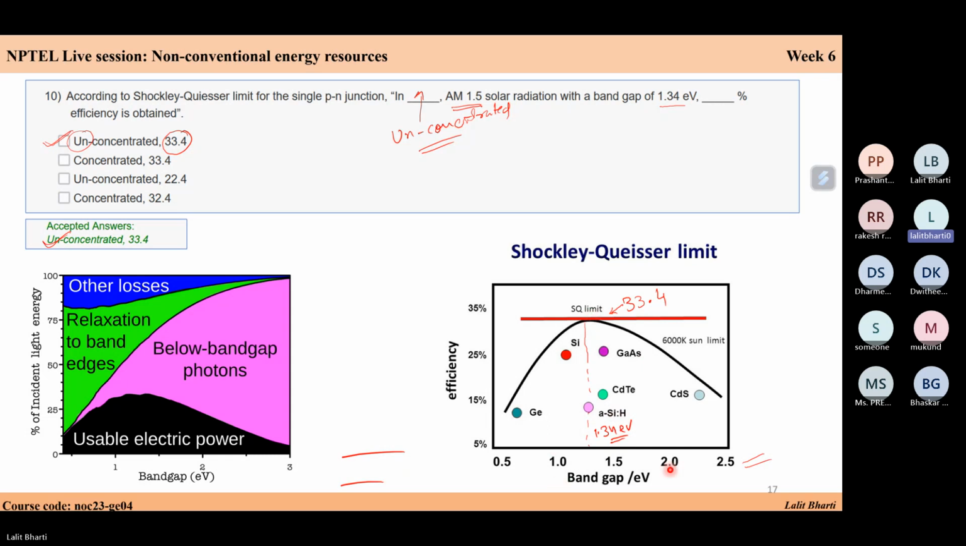So this is your Shockley-Queisser limit, or this is your efficiency curve for different band gaps. You see at 1.34 electron volt, this is highest. So the SQ limit is defined at 1.34 electron volt, which will be the highest at 33.4. So this is your SQ limit. The question is simple to understand. The SQ limit is for a single PN junction with unconcentrated light of AM 1.5 solar radiation, and it is 33.4 for the band gap of 1.34.